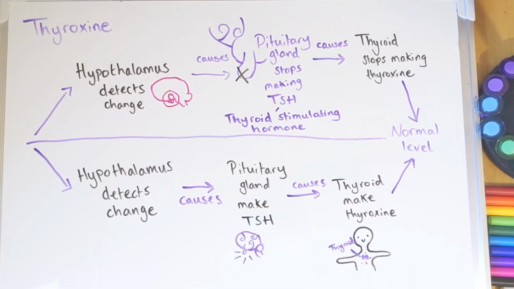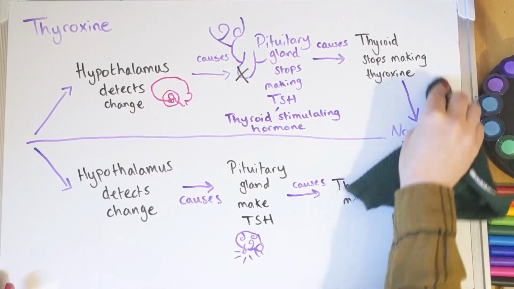The last example we're going to look at is the menstrual cycle hormones. This one is a bit more complicated because it involves negative feedback and something else called positive feedback. So let's talk about that first and then we'll dive in.